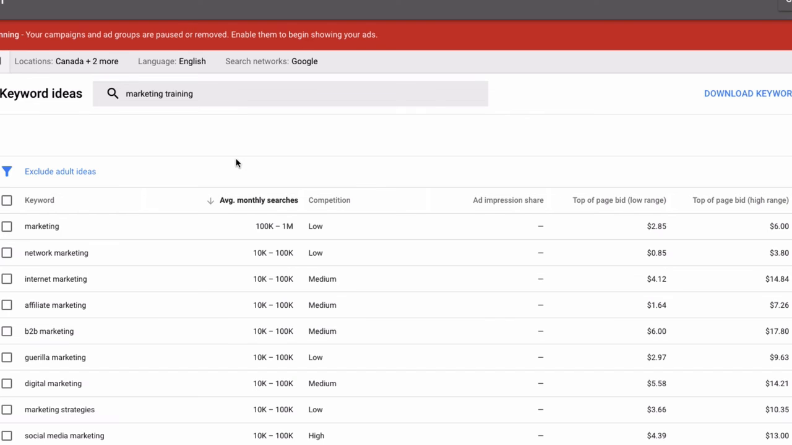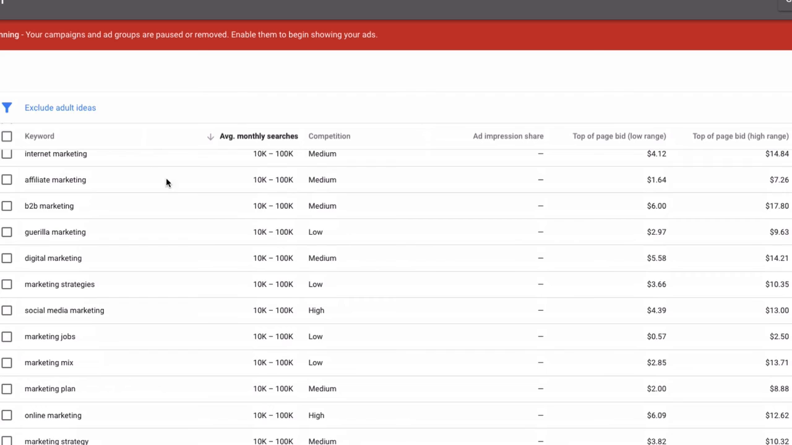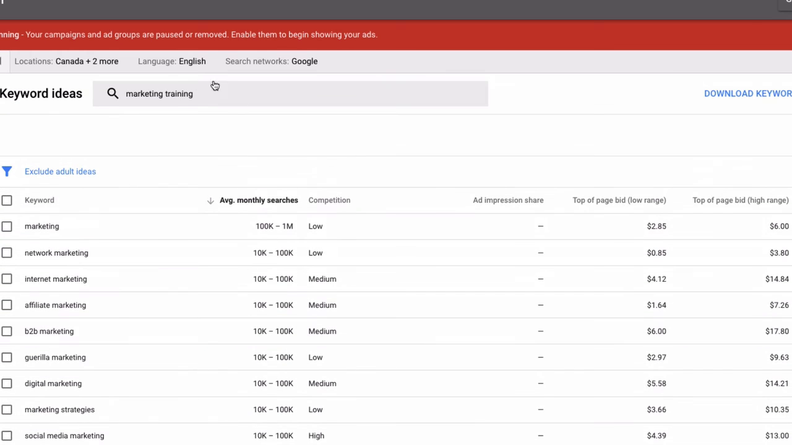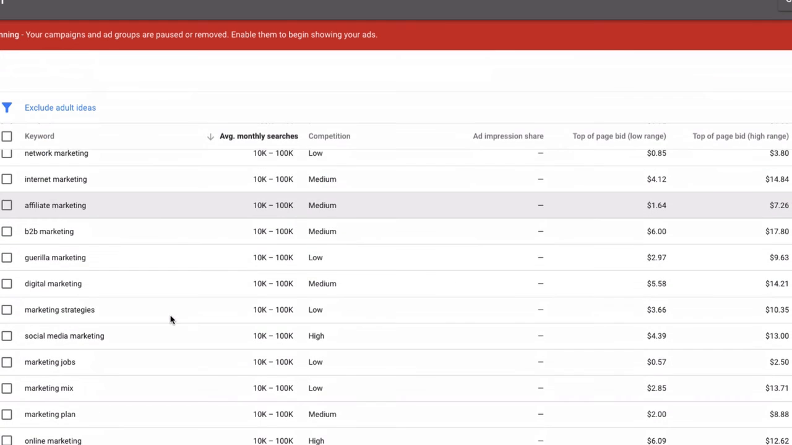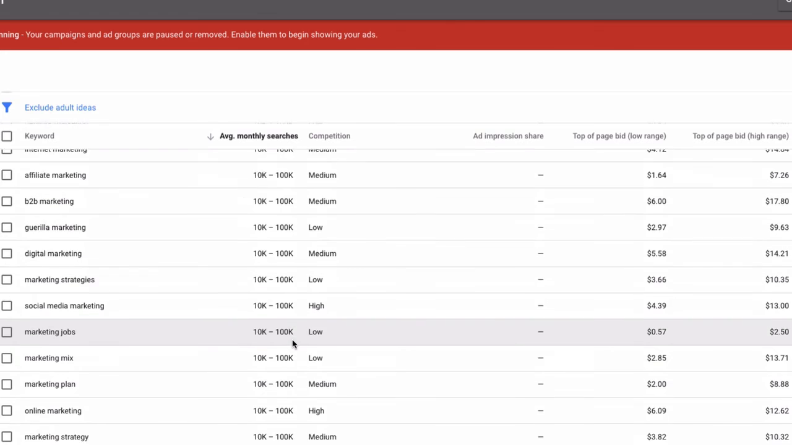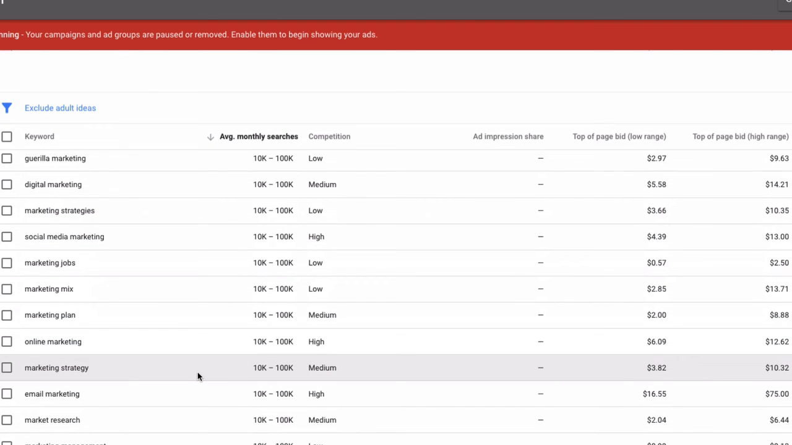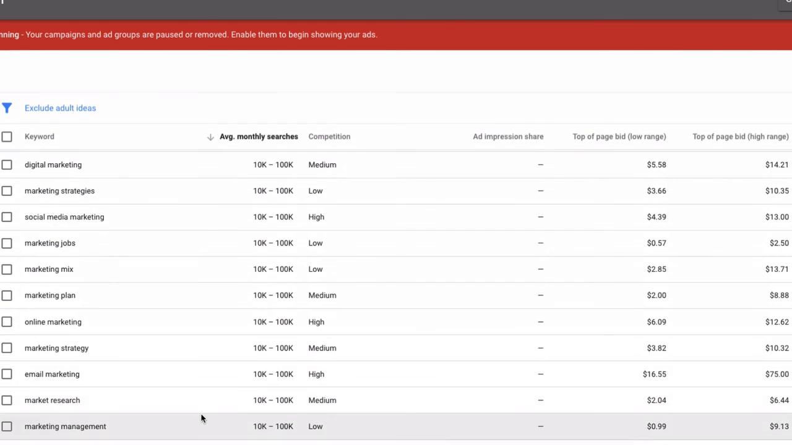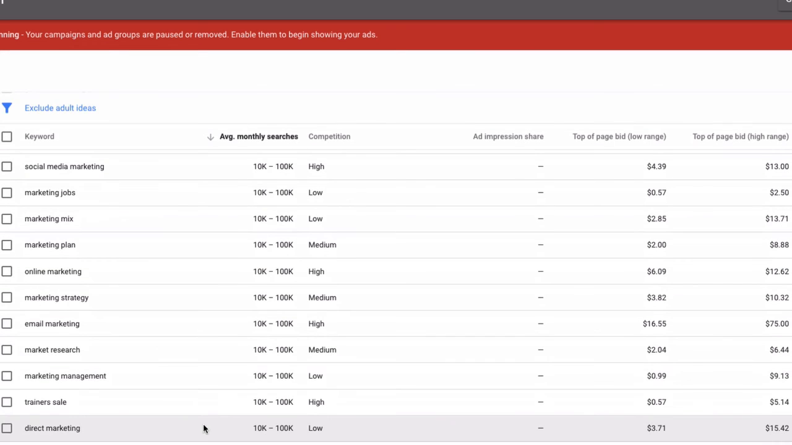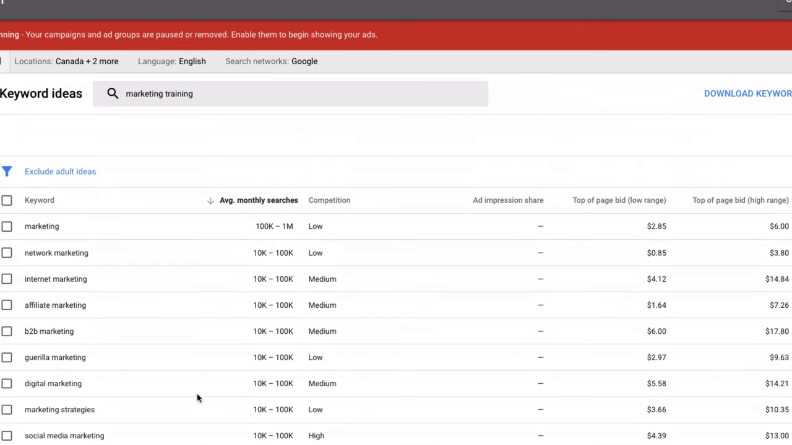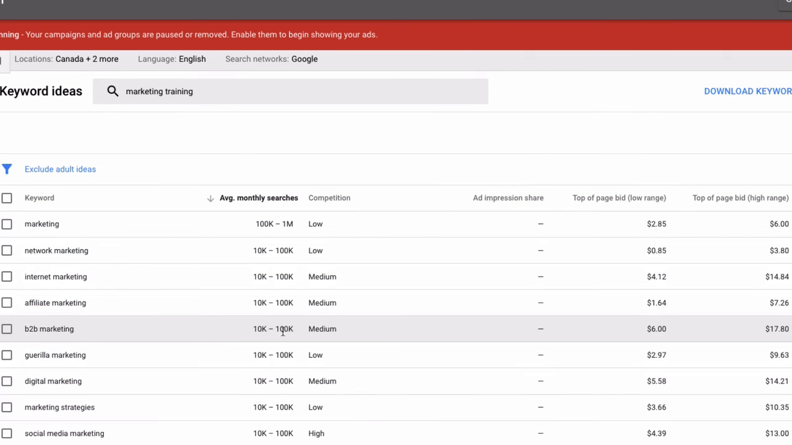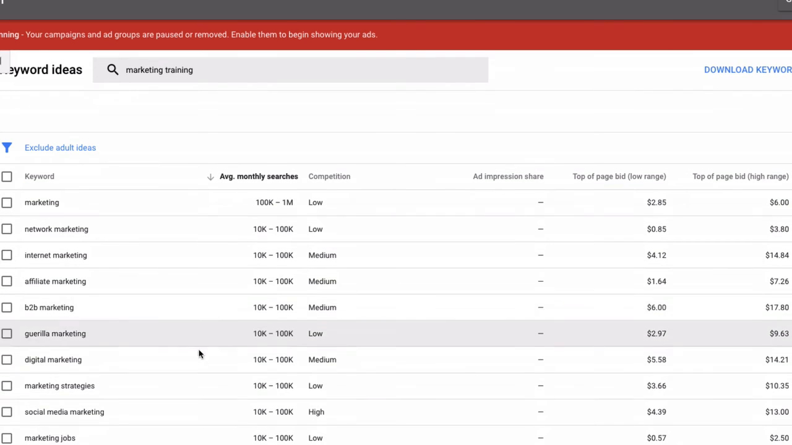I could just choose something right now, and I could end up paying 5 or 6 times what I could be if I just did a little bit more research. So when we're thinking about where we're at on this, we typed in marketing training, and now we could actually see, let's say, online marketing, marketing strategy, market research, marketing management, trainer sale, I don't know about that, B2B marketing, so that might be okay.